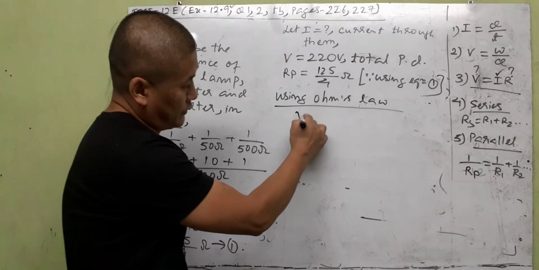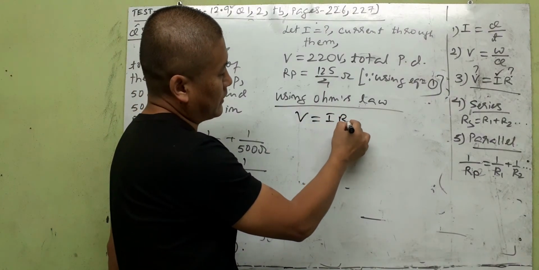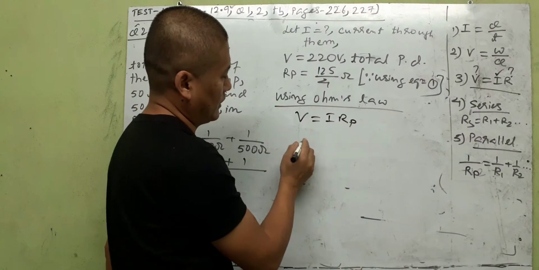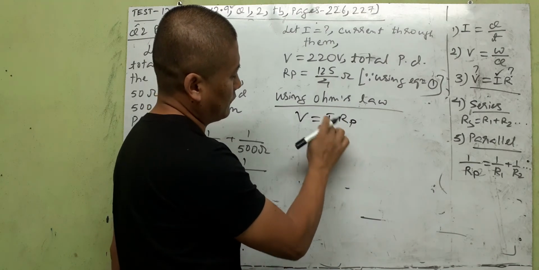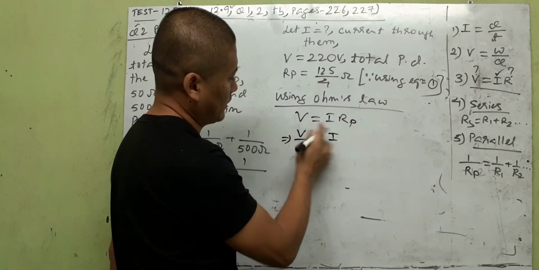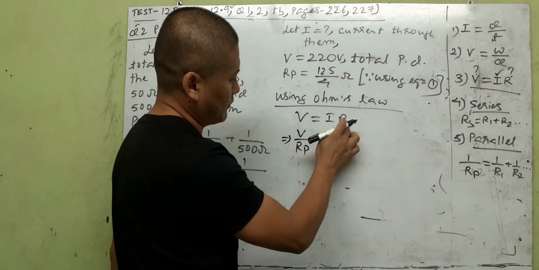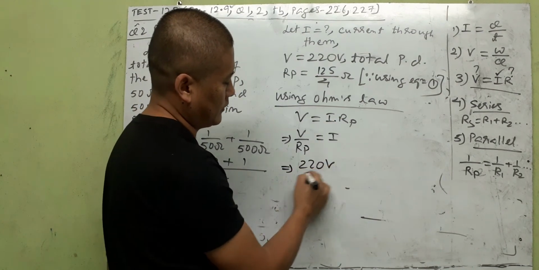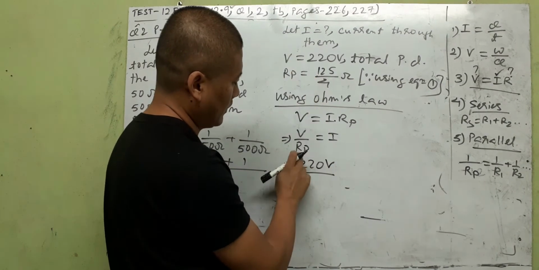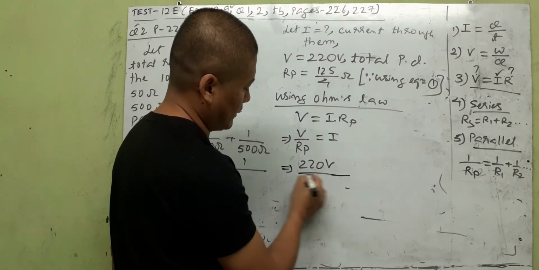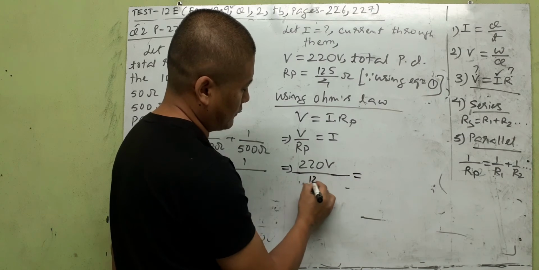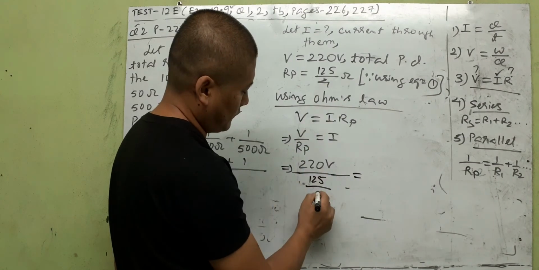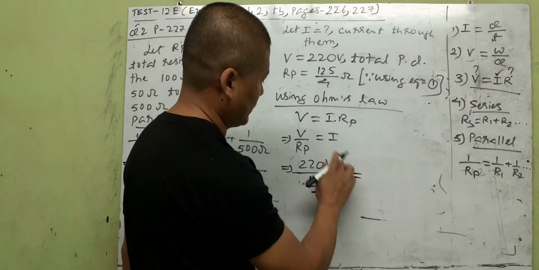Let's write the general equation first. In this case, our total is R_P. We want to find I, so don't shift that. V divided by R_P: when you shift, it goes from numerator to denominator. V is 220 volts, as you can see here. R_P here, you can see, equals 125 divided by 4 ohms. Don't forget to put that unit. Then that is I.